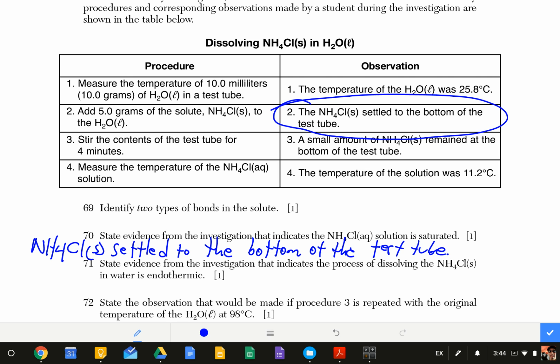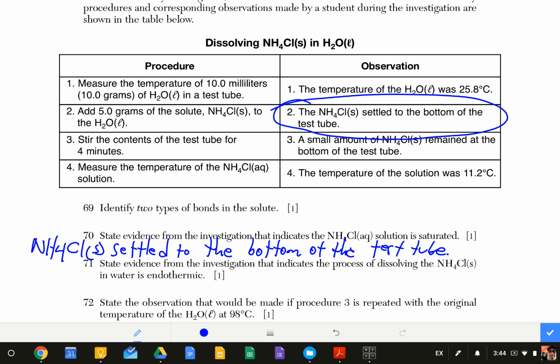Now, that's not the only way that you could state that. You could have said not all of the solute dissolved. You could say that there was precipitate at the bottom of the test tube. You could also say there was a heterogeneous mixture because not all of the NH4Cl dissolved. However you'd like to say it, that's how you know this was a saturated solution or a saturated mixture, is that not any more of the solute could dissolve. And you've seen that at home in the kitchen.